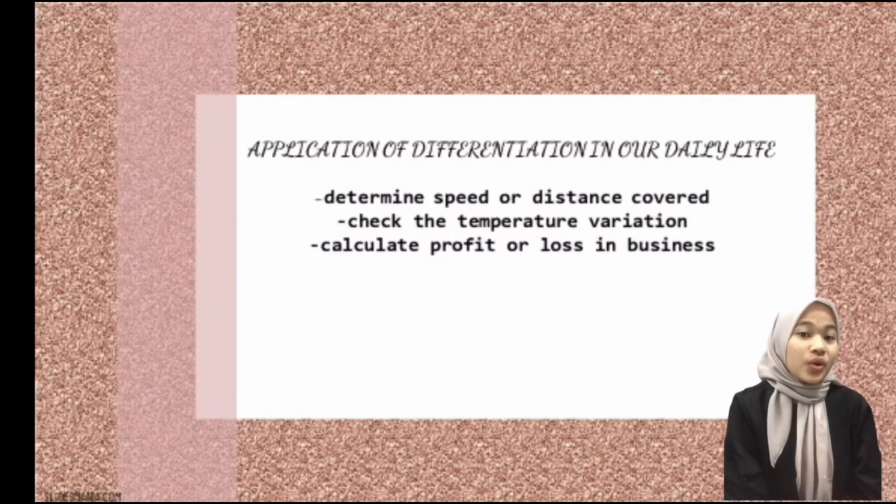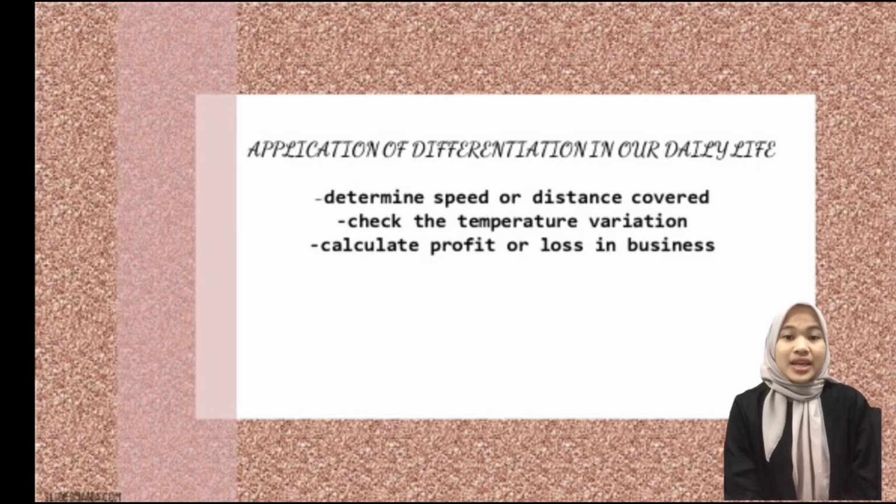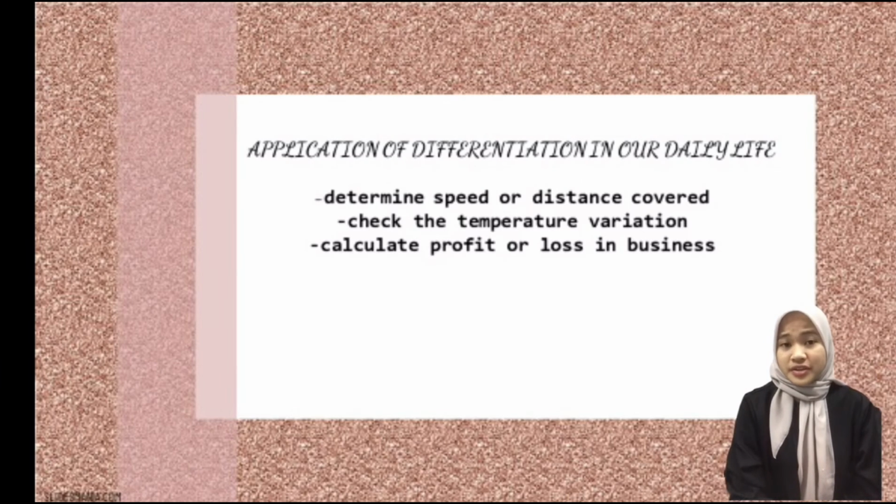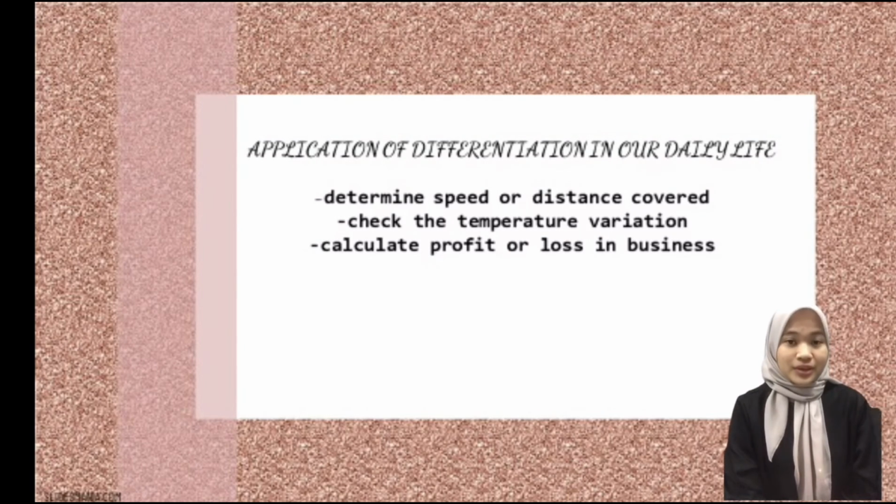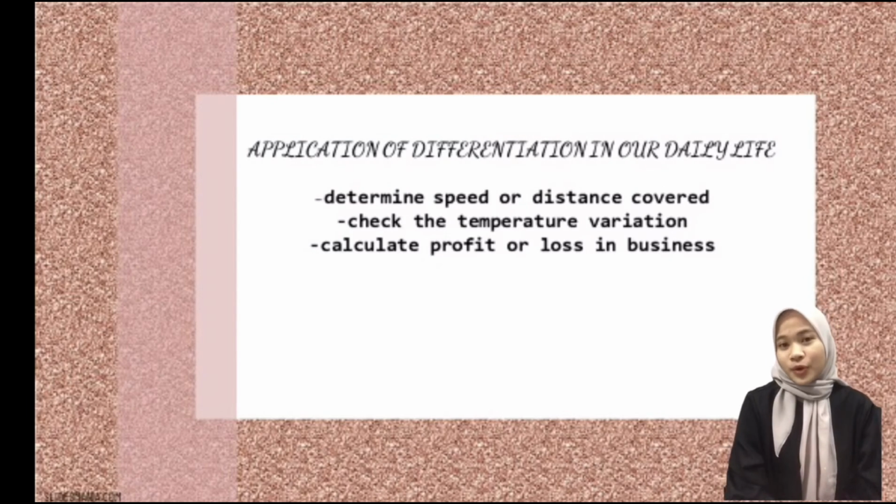I will also give some examples of differentiation in real life. There are many applications in our life, like determining speed or distance covered, light velocity and acceleration. Next, checking temperature variations, which is common now when we are having the coronavirus pandemic. Another example is calculating profit or loss in business. So these examples show differentiation is important in solving real life problems.